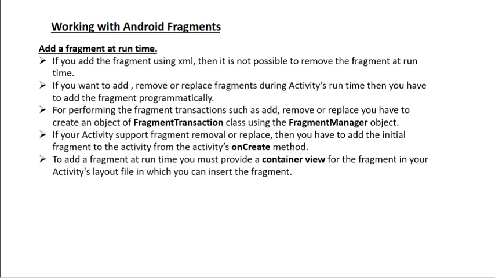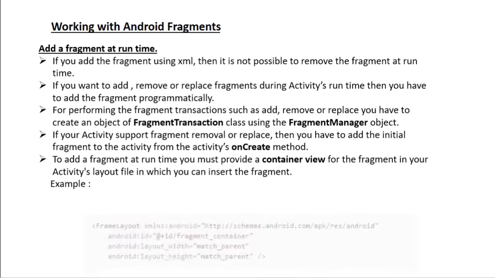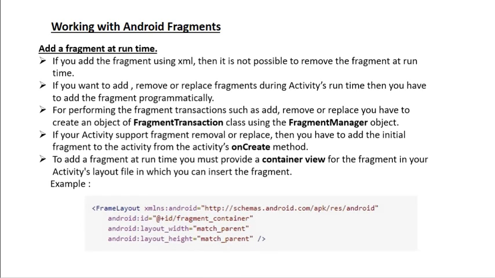To add a fragment at runtime, you must provide a container view for the fragment in your activity's layout file in which you can insert the fragment. So here is an example. If you want to add, remove or replace a fragment at runtime, then you must specify a container view for the fragment in your layout file. Here is a simple example of a container view. Here the container view is a frame layout, and we specify an ID for the container view.